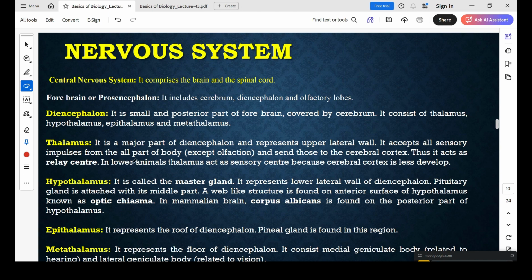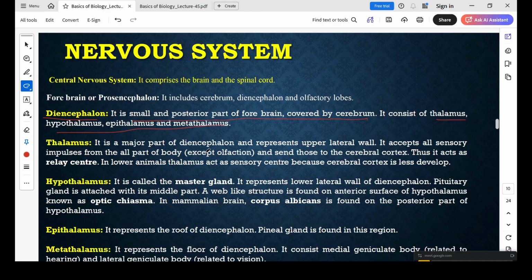The other parts of the forebrain are the diencephalon, which is a small posterior part of the forebrain, mostly covered by the cerebrum. The diencephalon is kind of internal to the cerebrum, so the cerebrum covers the diencephalon. The diencephalon itself consists of thalamus, hypothalamus, epithalamus and metathalamus.